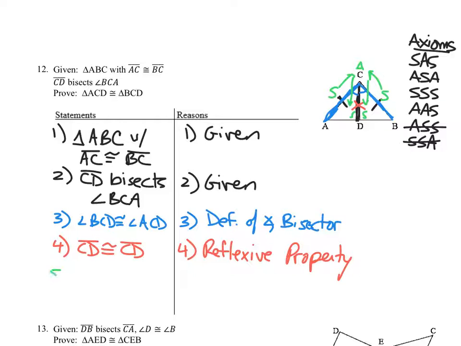All right, so as long as I have that same arrangement, I can now conclude that triangle ACD is congruent to triangle BCD. And that's the SAS axiom.